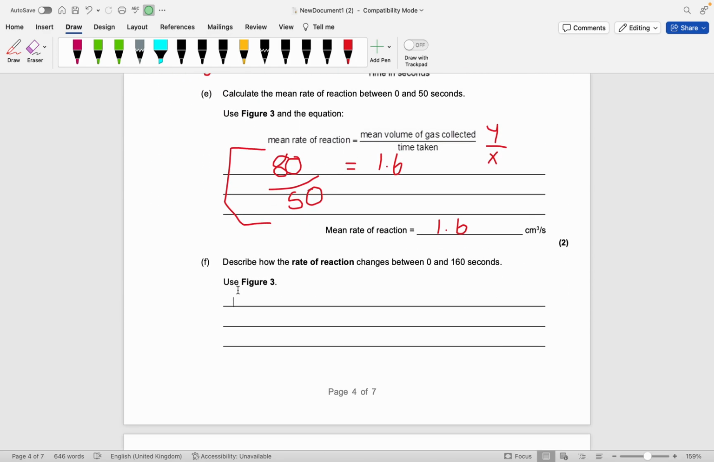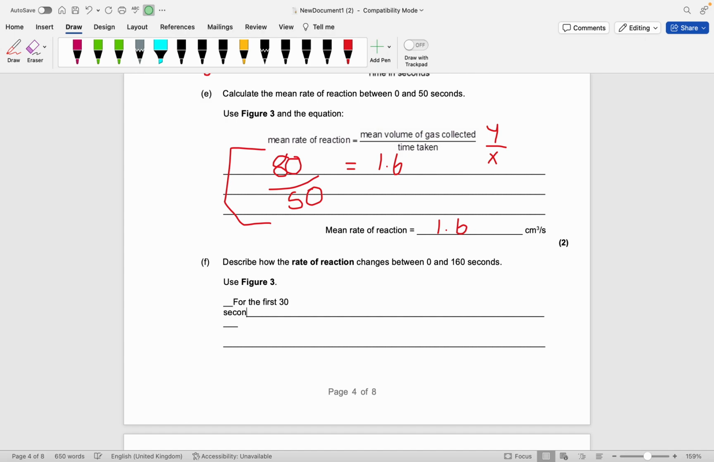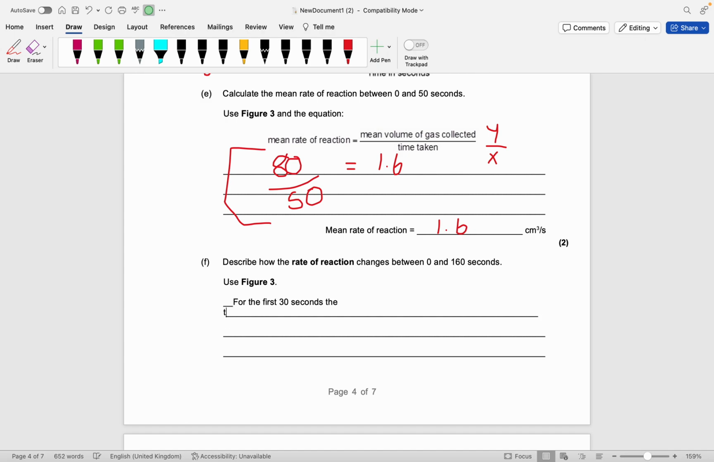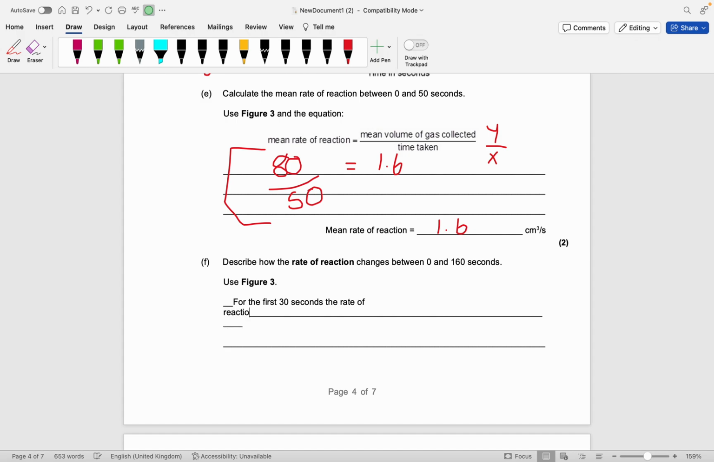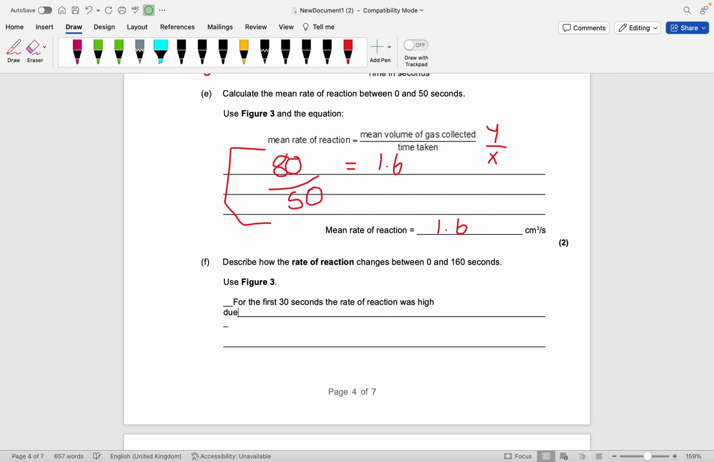So, for the first 30 seconds, the rate of reaction is high due to the steep gradient.